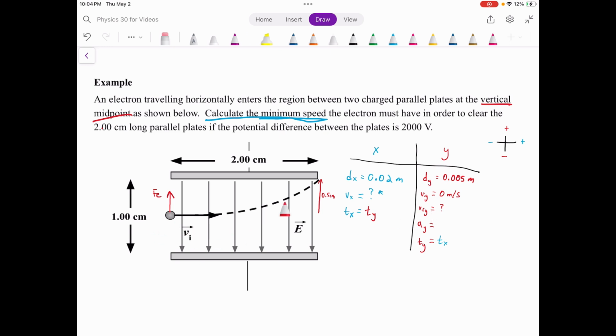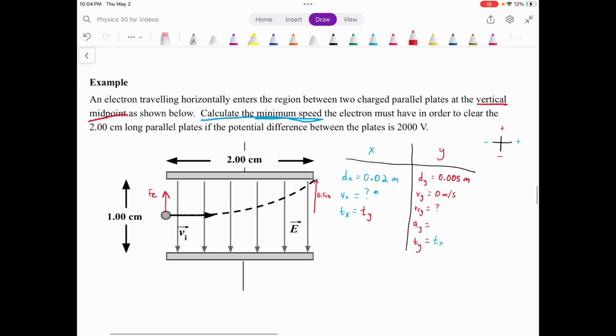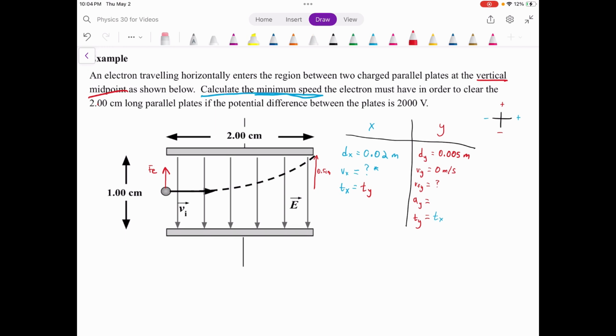Now the acceleration in the y-axis. Here is the one difference between these types of problems and the ones you're used to from Physics 20. In Physics 20, we knew the acceleration in the y-axis. It was 9.81 meters per second squared, because it was acceleration due to gravity. Here's the one difference. We don't immediately know the acceleration in the y-axis, but we do know from Newton's second law that any acceleration is equal to the force acting on it divided by its mass. So the y acceleration will be equal to the net force in the y-axis acting on it divided by its mass. In this case, the net force is just the electric force.